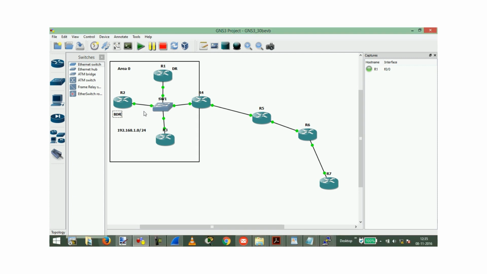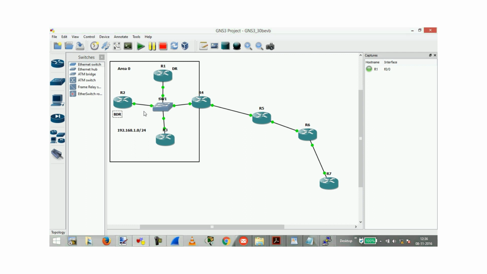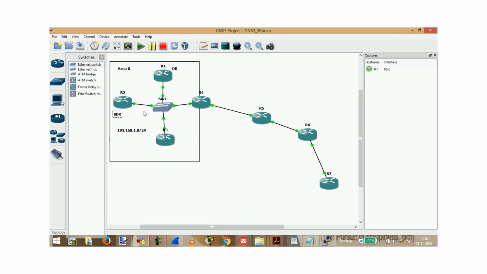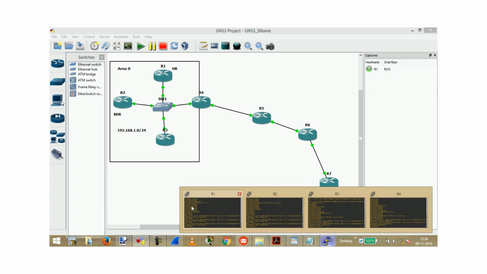If I immediately elect DR and BDR, that will not be fair because I might elect myself as the DR. So I wait for 40 seconds, I get their hello messages within that time, I note down the router ID and priority of each router within the network, and once my timer is finished, after that I elect the DR and BDR. Are you getting the point? Once my timer is over, I compare: my router ID is this, that router's router ID is that, the other router's router ID is that. Let us compare and find the best one, and we will make the best router the DR.